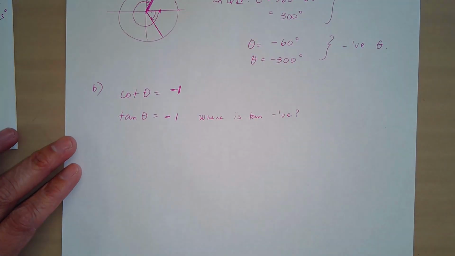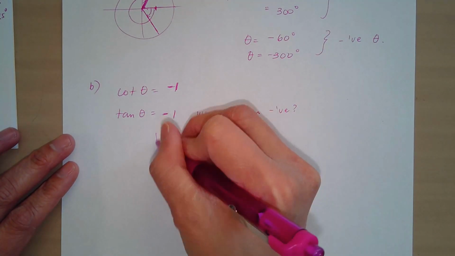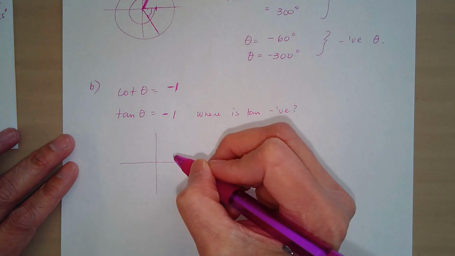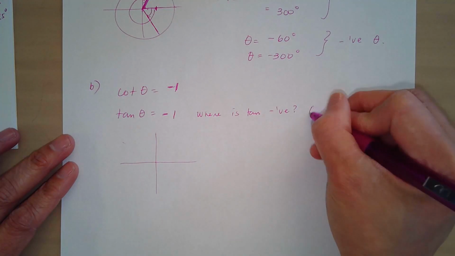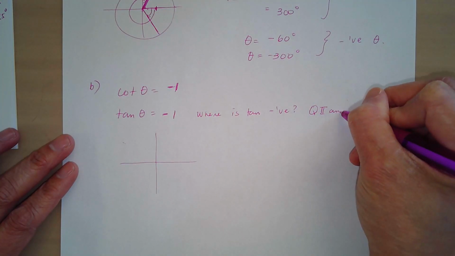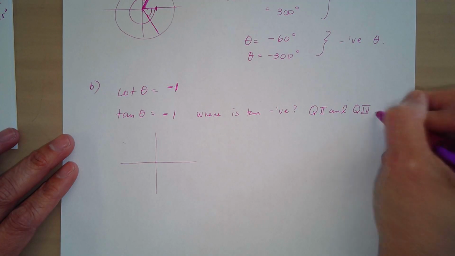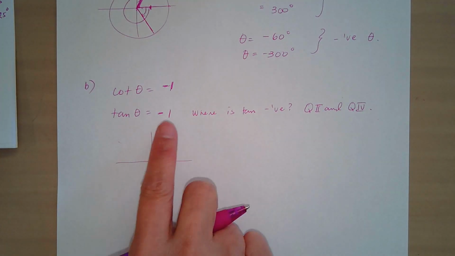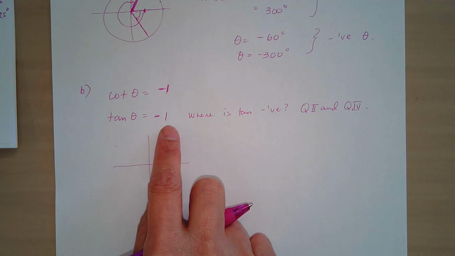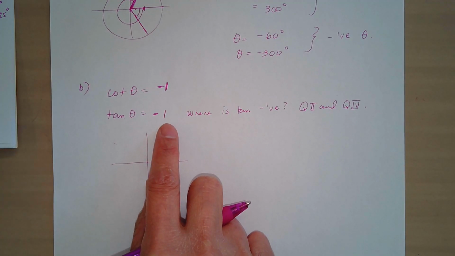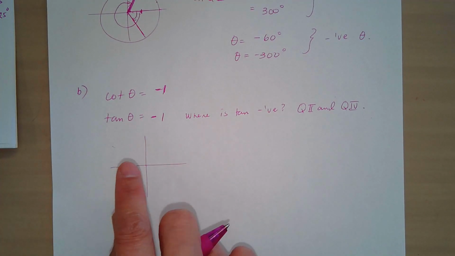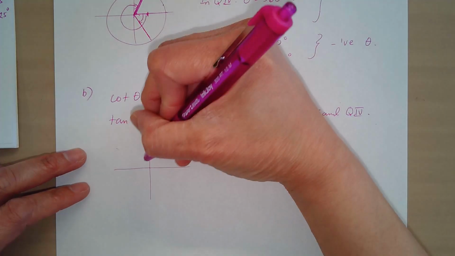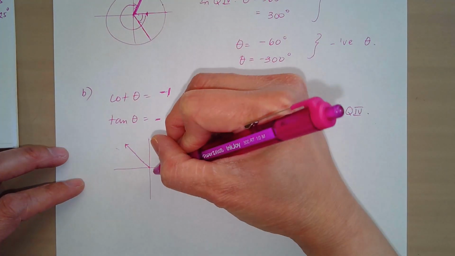So where is tan negative? Quadrant 2 and quadrant 4, yes. But for this to be negative 1, that means the sine and the cos have to be equal to each other in absolute value, and the only time that happens is with a 45-degree reference angle.